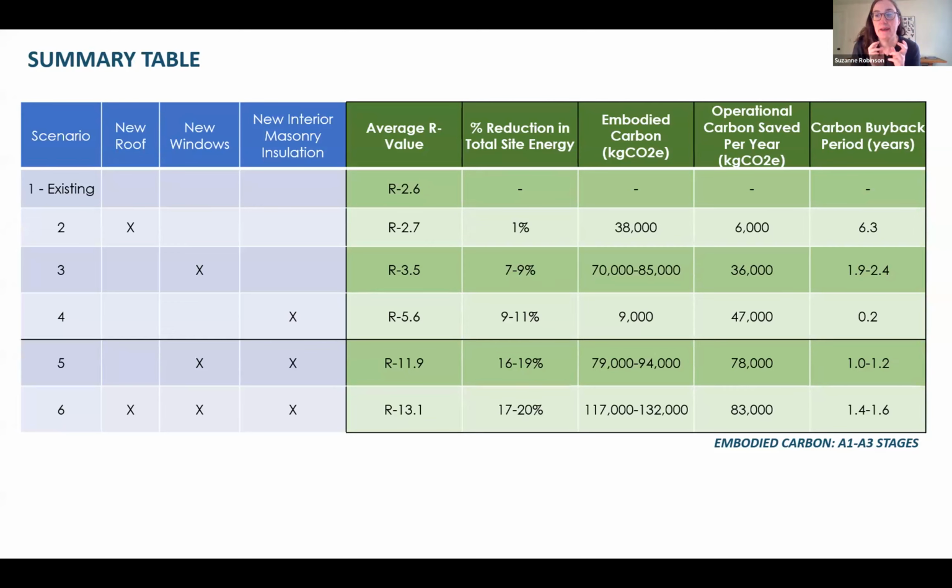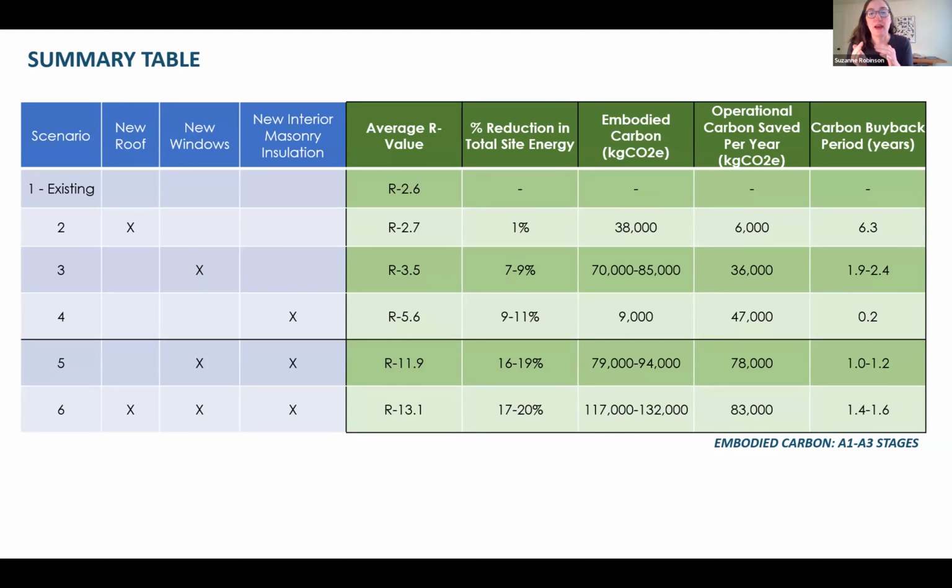And so this is the idea, I loved how Patrick had mentioned earlier, we're still trying to figure out how's the best way to communicate some of these concepts. So we were playing around with, okay, what do we do with embodied carbon? What do we do with the operational carbon, so that we can merge them together and understand how they relate to each other. So the carbon buyback period is basically looking at how long it's going to take that upfront embodied carbon that happened at the beginning to be compensated by the operational carbon savings.